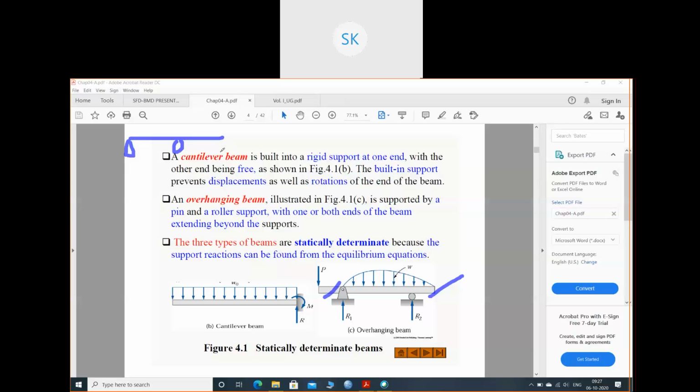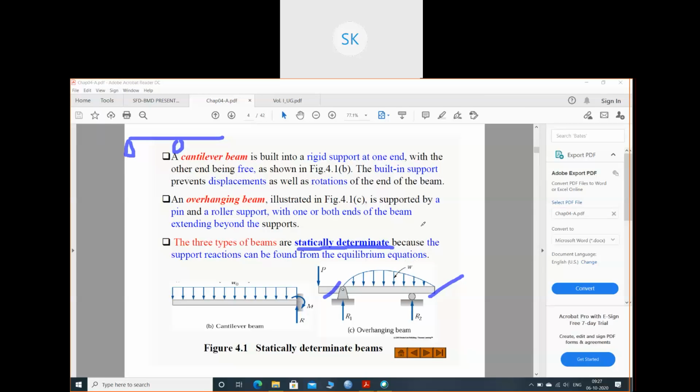Okay. We have studied simply supported beam, cantilever beam, and overhanging beam. All these three types of beams are statically determinate. Remember this word. Have you remembered this word? Statically determinate, because the support reactions can be found from the equilibrium equations.